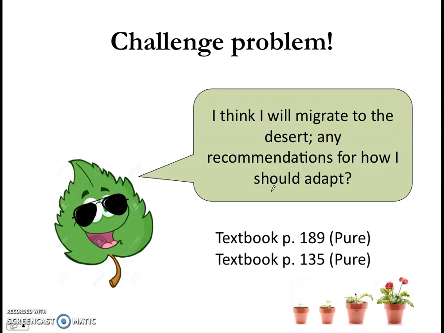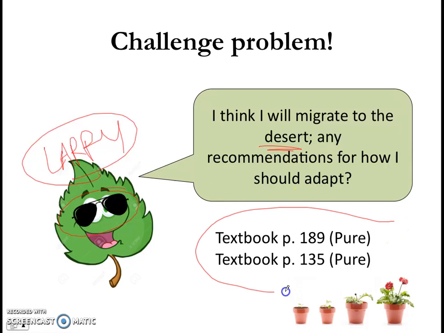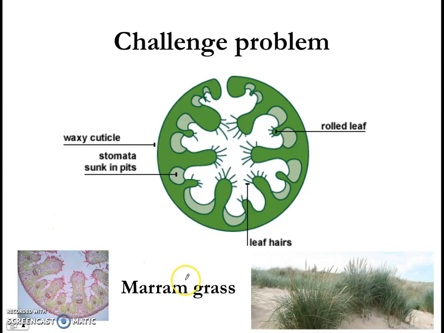The final thing is I would like you to think about this challenging problem. Here's Larry again. Hi, Larry. Now Larry seems to have worn sunglasses because he wants to migrate to the desert. If Larry went to the desert, would you have any recommendations for how he can adapt? If you're interested, you can look at these pages. They give you some examples of how leaves are adapted for a hot environment. You can start by researching this plant called marram grass, which is a grass found in very dry and hot places. Have fun.